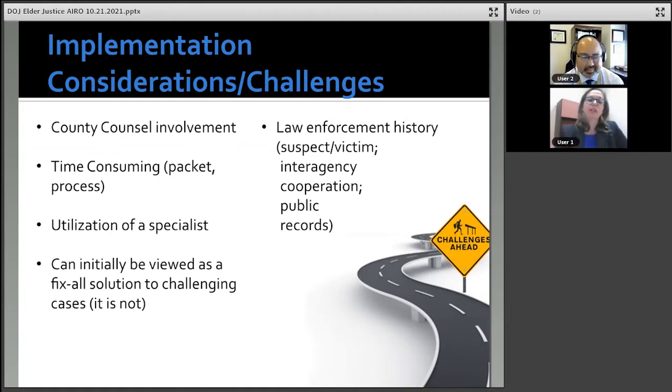When we were implementing this, I just wanted to share a couple considerations or challenges that you may want to think about. So number one, I shared before, we determined pretty quickly that we needed county counsel involvement. So for sure, if anyone is considering implementing the AIRO, definitely connect with your county counsel, because you will need them to submit the petitions for you in court, if it works the same for you. Something to think about, it is time consuming. It's not simple. It's not a super fast process.